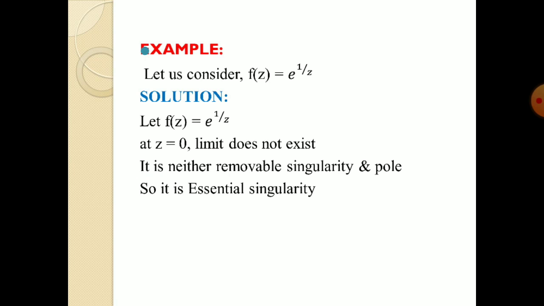Here is an example. Consider the function f of z equal to e power 1 by z. Here is the solution for that. At the value z equals 0, the function f of z does not exist. The point z equals 0 is neither a removable singularity nor a pole. So it is called an essential singularity.